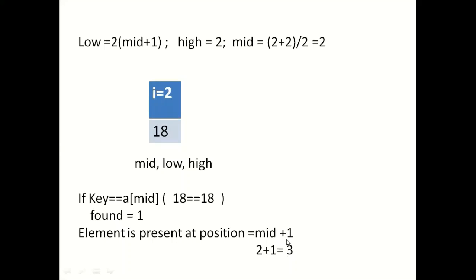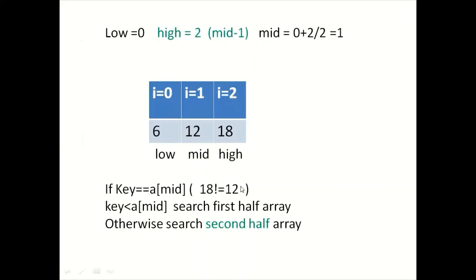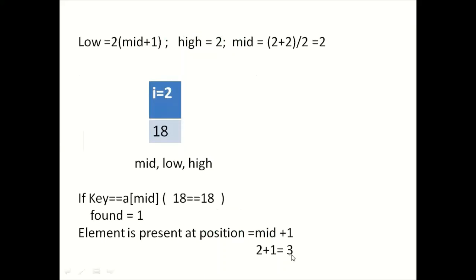Mid plus 1 is done because the array index always starts with 0. So the position that we find for the key element is 2 plus 1, that is 3. For the array, it is the second position. For us, it is 1, 2, 3, the third position. So the element 18 exists in the third position. So the position number is 3. This is the example for a successful search.